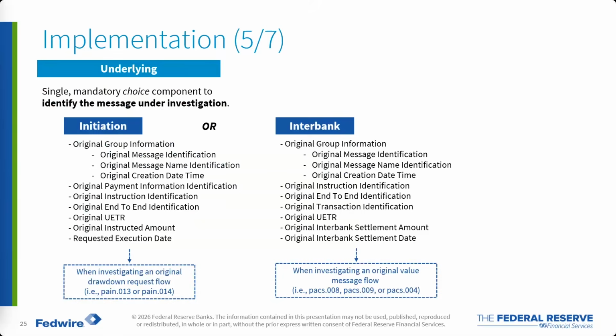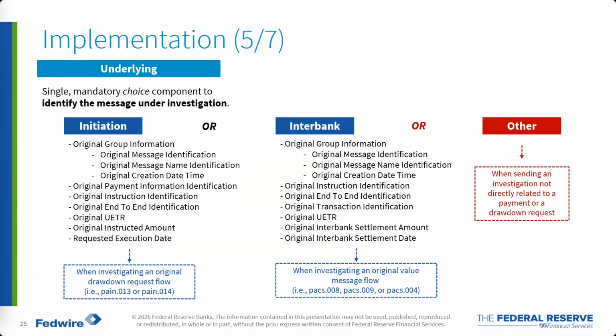Now, we heard you that not all your investigations are always related to a drawdown request or a value message. So we are enabling on an optional basis a third option, called other, that you can use when sending an investigation not directly related to a payment or a drawdown request. So it is an optional enhancement for those use cases where you need to investigate something other than a value or non-value message sent across the Fedwire Funds Service.